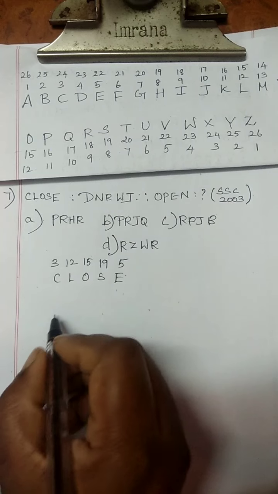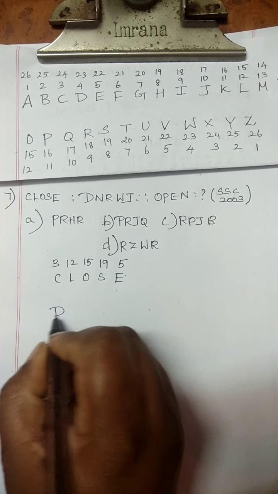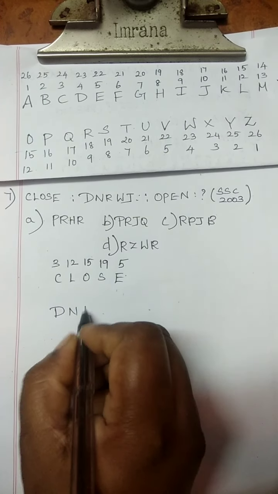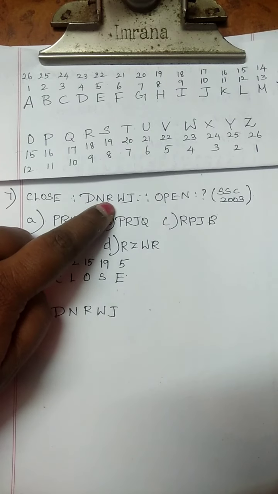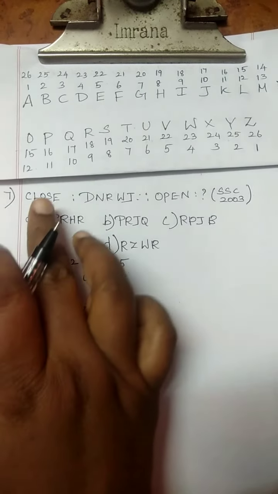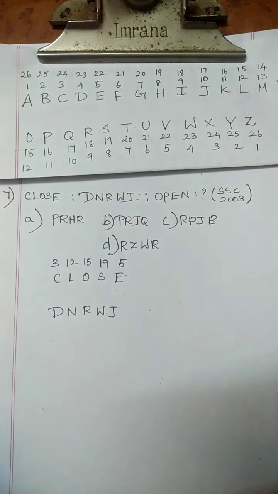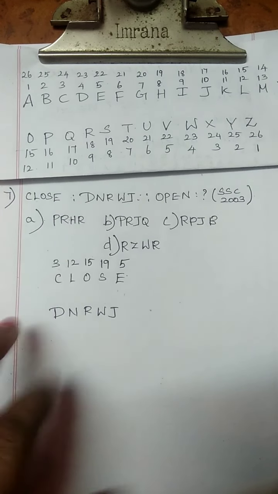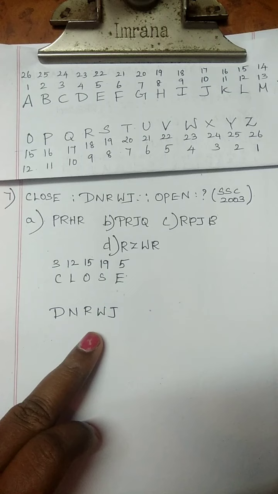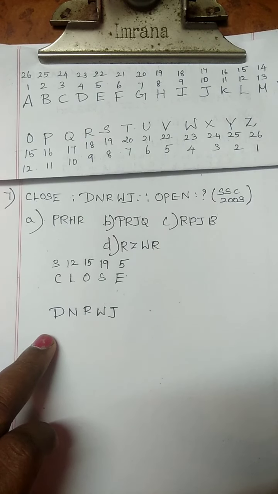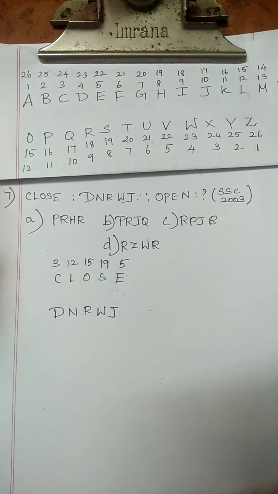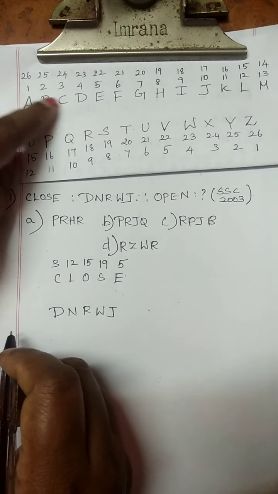Now below that we are going to write D N or W J. So we have to find the relationship between CLOSE and DN or WJ. So I am writing DN or WJ here. Here also I am going to compare the alphabets with numbers in alphabetical order.